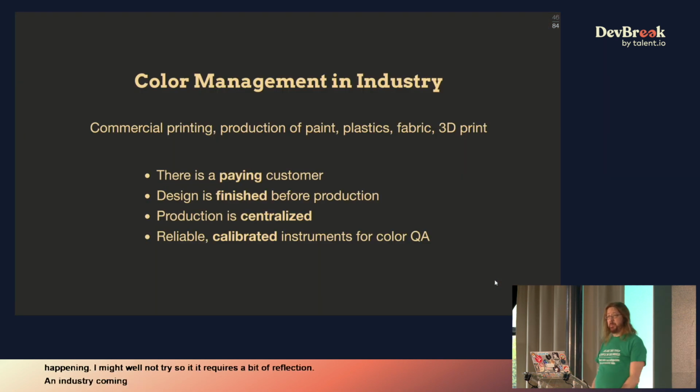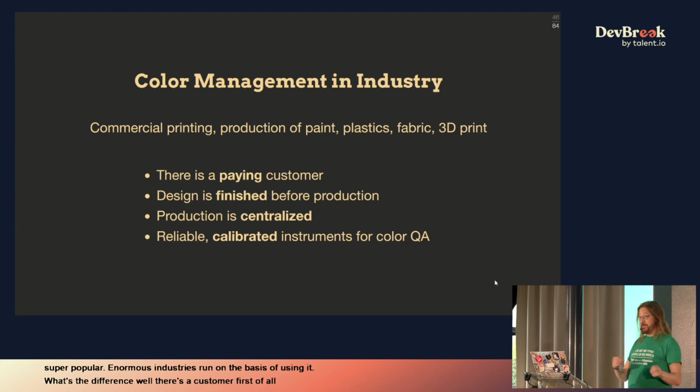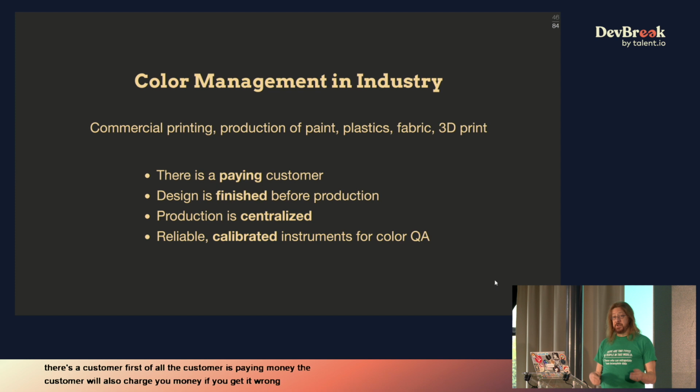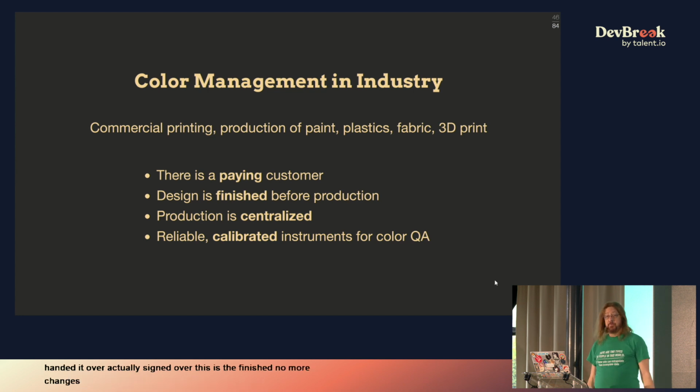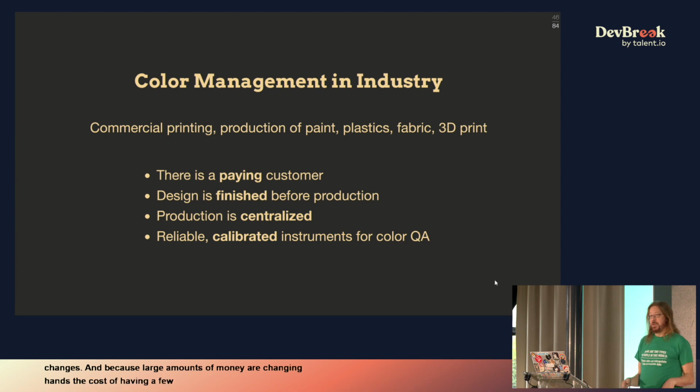In industry, color management is super popular. Enormous industries run on the basis of using it. What's the difference? Well, there's a customer, first of all. The customer is paying money. The customer will also charge you money if you get it wrong. The design is finished and then handed over. It's actually signed over. This is the finished, no more changes. And because large amounts of money are changing hands, the cost of having a couple of thousand pieces of equipment to measure the color and see whether it's right or not is trivial. It's just cost of doing business.